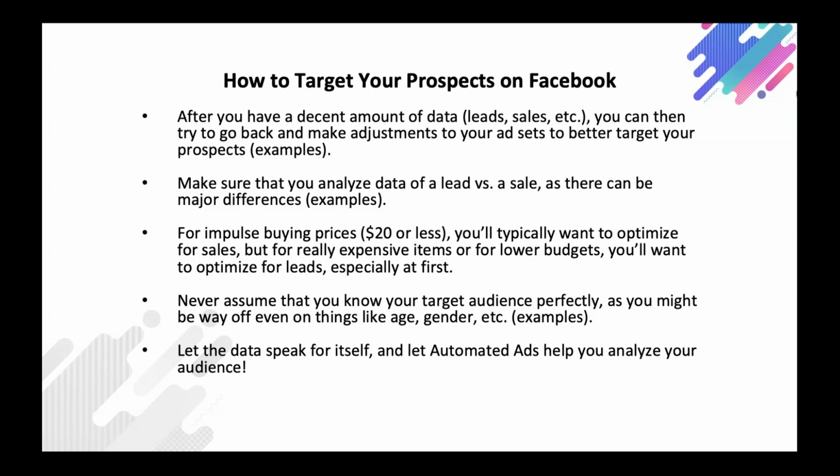So for any kind of impulse buying price, you'll typically want to optimize for sales, because you'll get a lot more of them faster. If you're selling a $5 item, you're more likely to get a lot of $5 sales, versus if you're selling a $1,000 item, unless you have a massive budget, you're not about to get hundreds of buyers at $1,000 plus each overnight. So that's why for really expensive items or for lower budgets, you'll want to optimize for leads, especially at first.